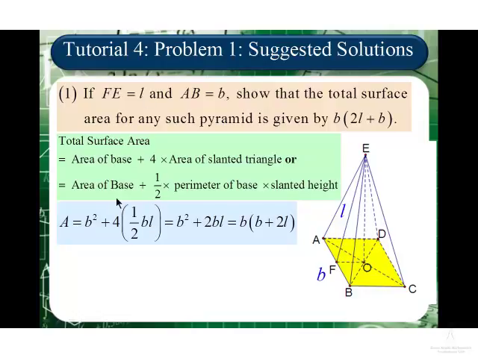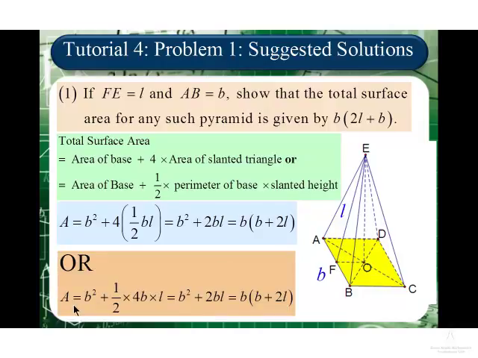So if we simplify this, we have b squared plus 2bl, which if we take b as a common factor gives us exactly the expression b times in brackets b plus 2l. So that would be enough to prove this particular formula for this given pyramid.